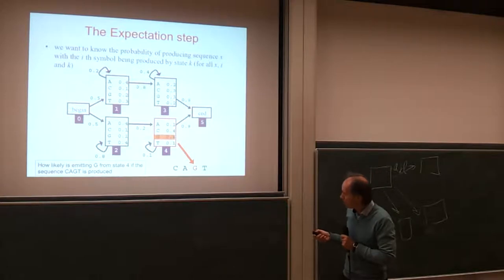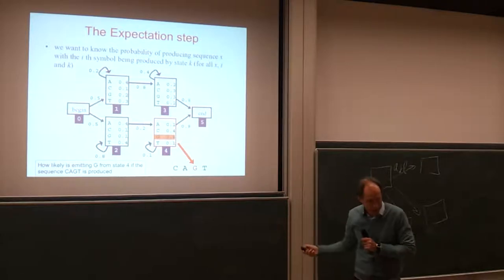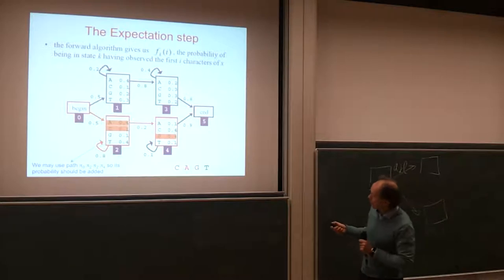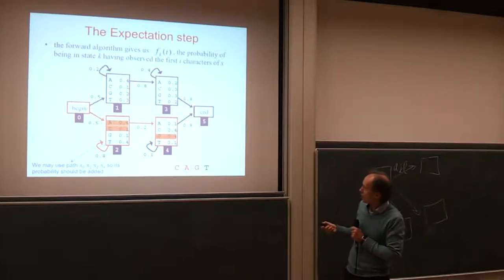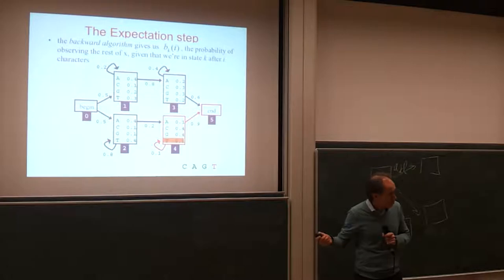Now, how likely is emitting G from state 4, if the sequence CAGT is produced, meaning we talk about this G here. Okay. So this is basically what I told you. How can you get in this G? So that means the letters AC should have happened here before. Now we've done this bit. And now we have to do that one, and then hopefully it comes here, and this is the remaining bit.